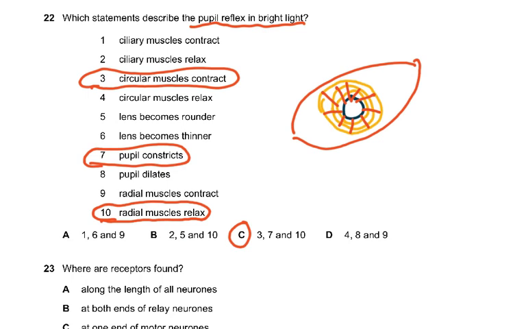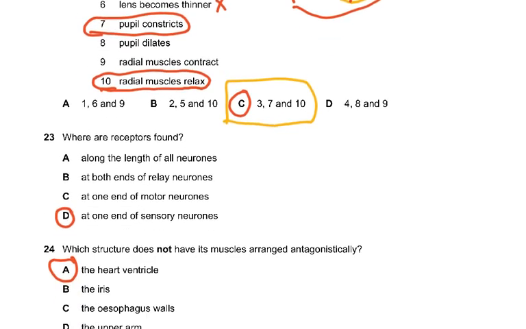So we're not going to talk about the lens. The lens has nothing to do with bright light. So that's why these two were totally not required. The answers were 1, 6, 9; 2, 5, 10; 3, 7, 10; and 4, 8, 9. And the answer was C, because these were the three answers that really made sense in the pupil reflex.